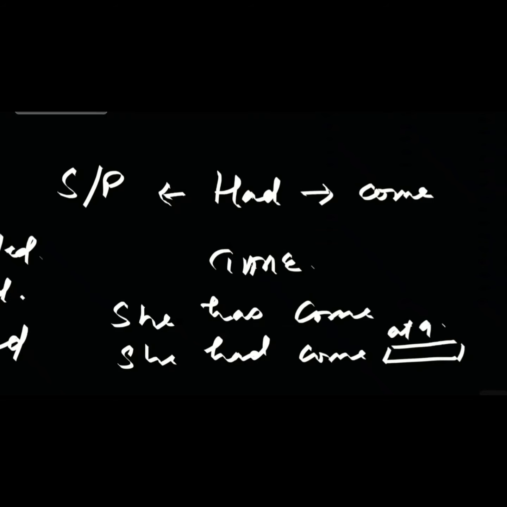at 9 a.m. So with a particular time, she has come at 9 a.m. is incorrect. So she has come, it's understood that it happened just now. She had come, it is understood that it had happened sometime ago at a particular time. With a particular time, we say she had come. So that is the difference.